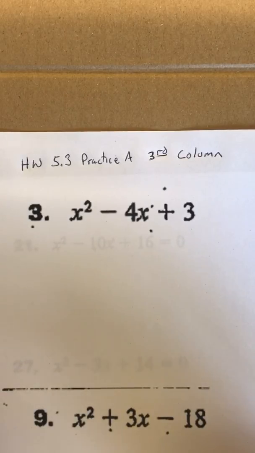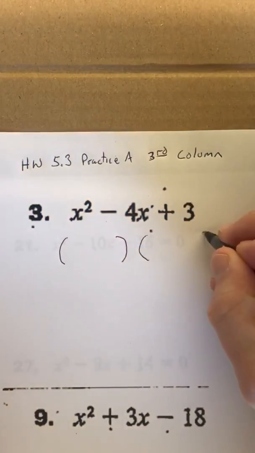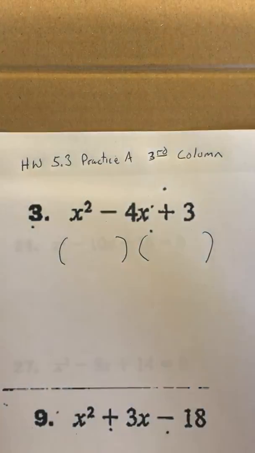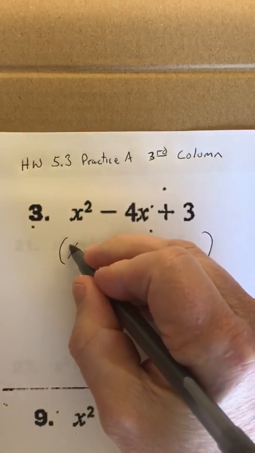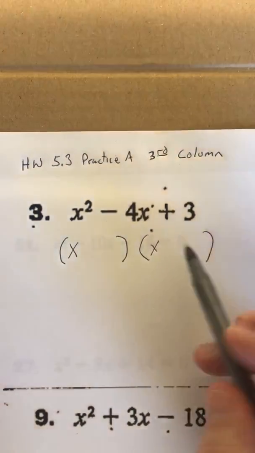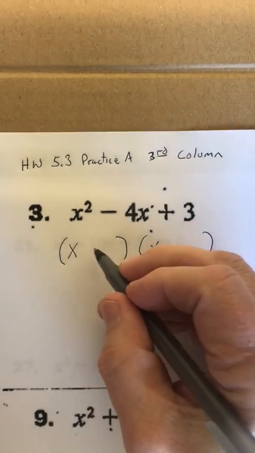All right, so number 3, we had to factor this out. So there's no leading coefficient, so we do 2 sets of parentheses. All right, in the front of each parenthesis, we're going to put the x. The last sign is a plus sign, so that means our signs are the same, and they're both going to be negative signs.